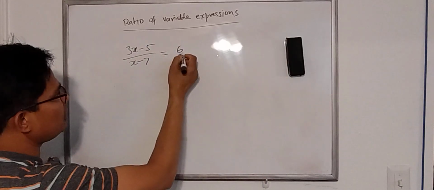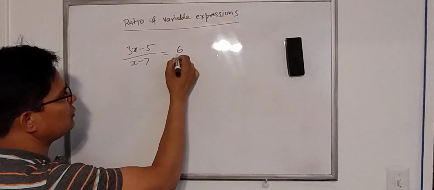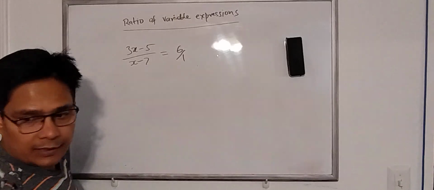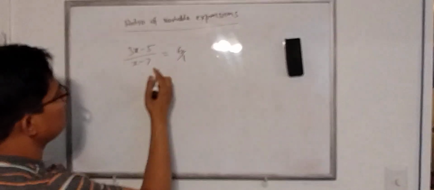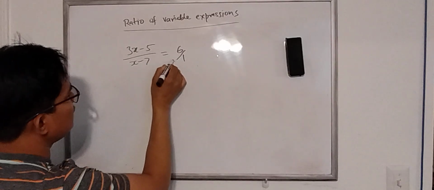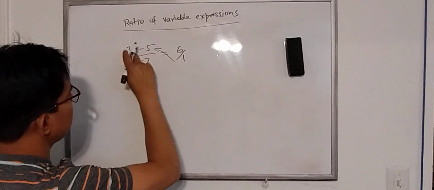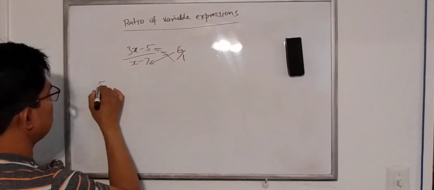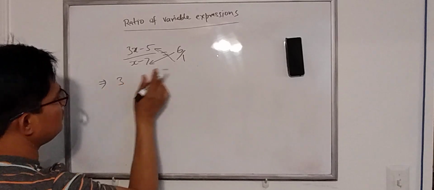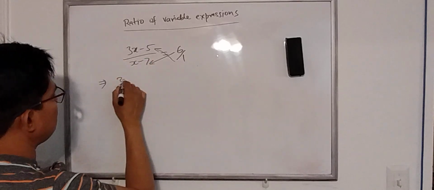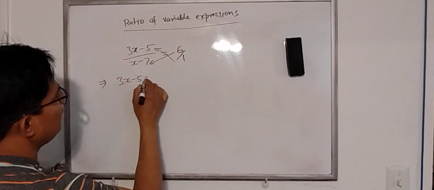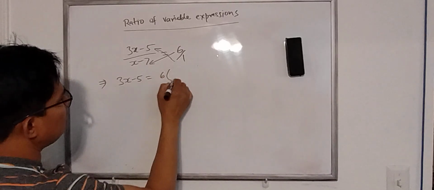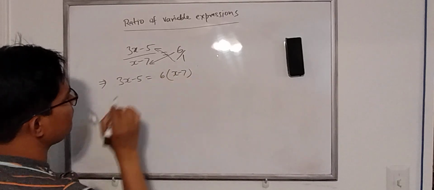What you have to do is, this is an integer, so divide by 1 and apply cross multiplication. This means the 1 you multiply to this expression and 6 you multiply to this expression. Now multiply that. So I will multiply 1 to this, that will give me 3x minus 5, and then 6 multiplied to x minus 7.